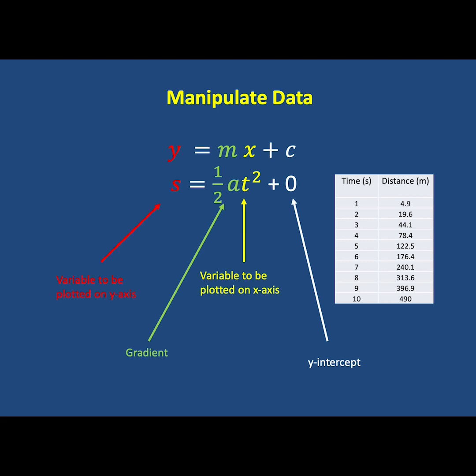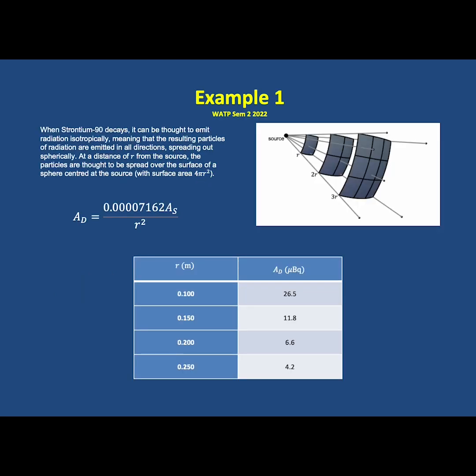If we take the time data and we square it and plot the square of the time data on the x-axis and the square of the distance data on the y-axis, then we should be able to get a linear graph. Let's do an example. Example 1 is taken from West Australian Test Papers Semester 2 paper for 2022.